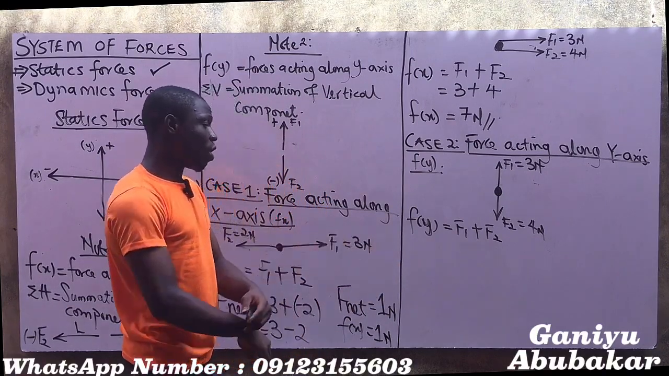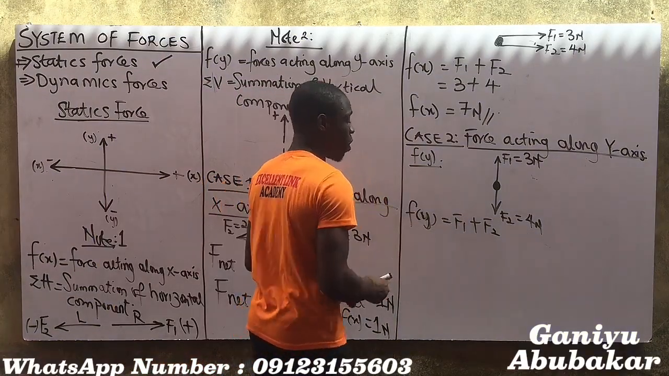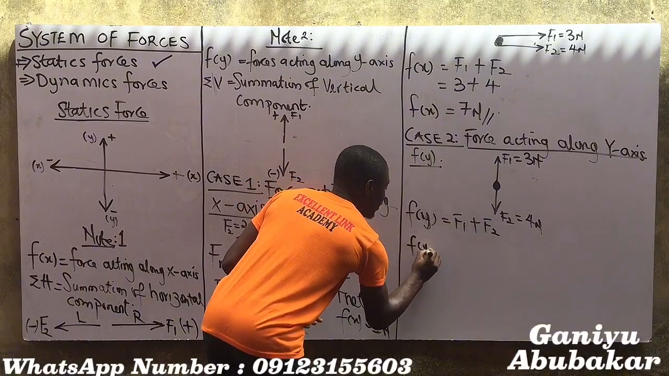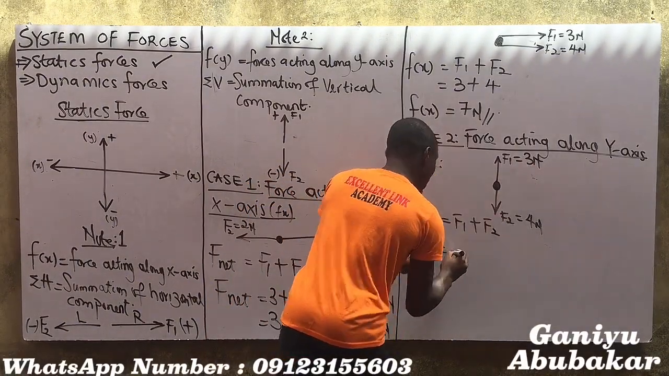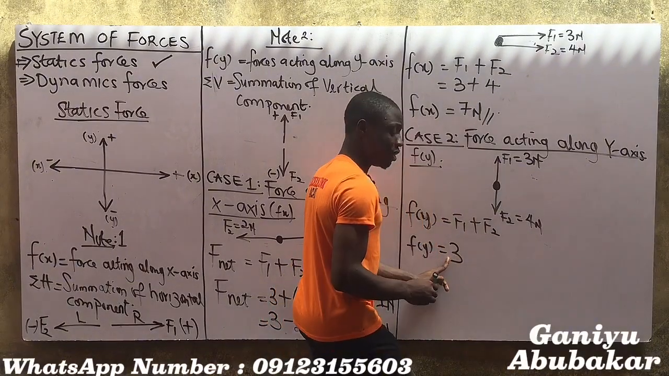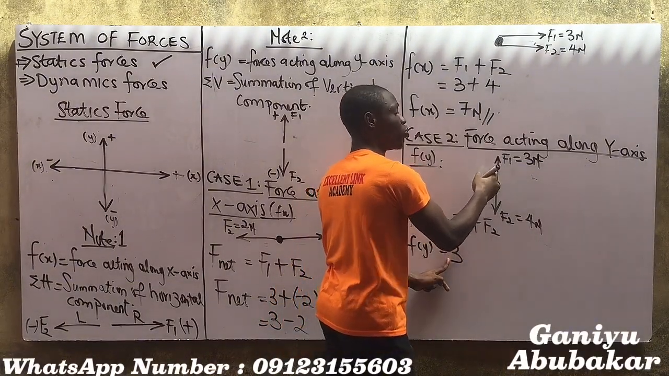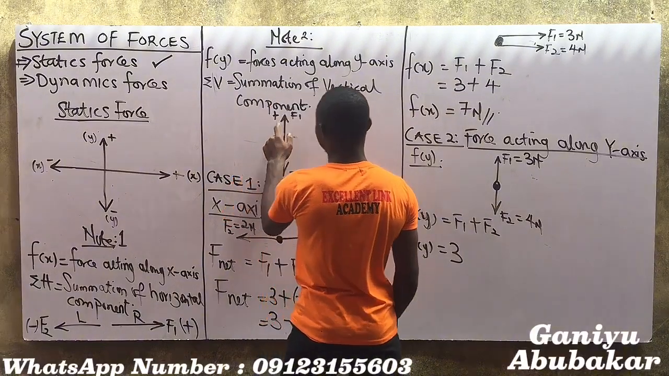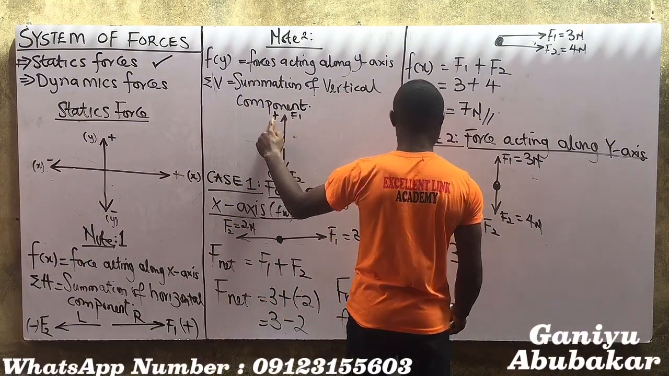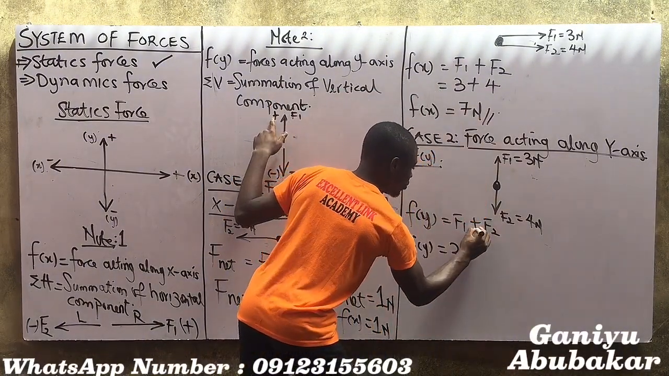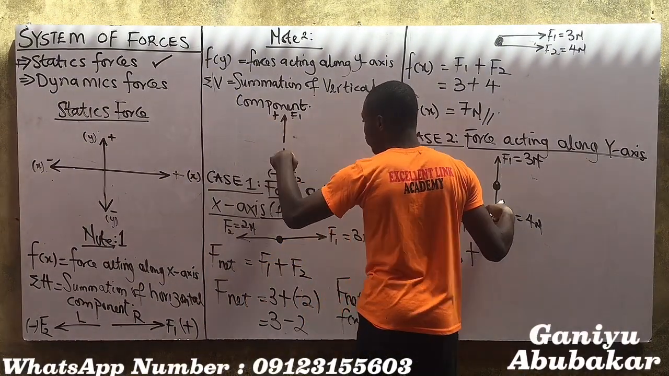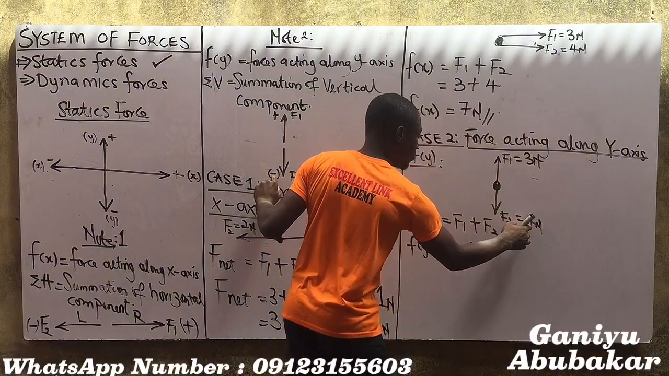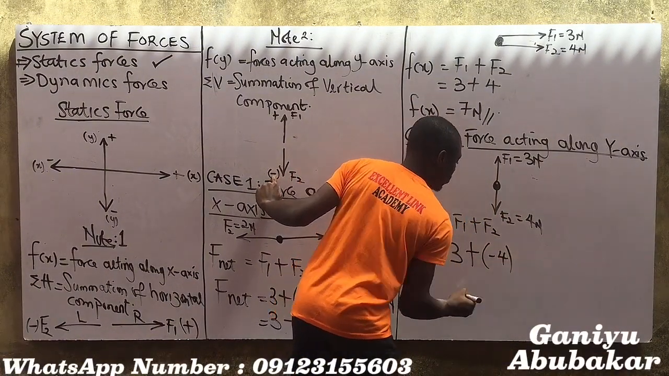To find my F of y, my F of y is equal to F1. What's F1? This is 3. I have plus 3. Why is it plus 3? An upward force is said to be positive. We said here that any force going up is positive. So I have plus 3. Next one, this is plus F2. F2 is coming downward, and a downward force is said to be negative. So I'll have minus 4.